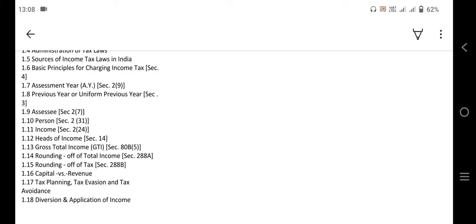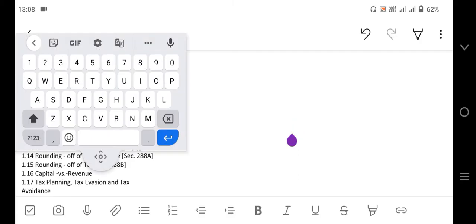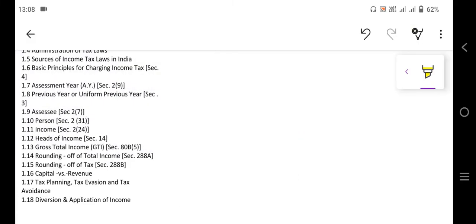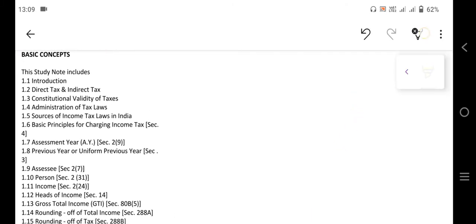heads of income, section 14, gross total income, section 80B, subsection 5, rounding of total income and rounding of tax, capital versus revenue, tax planning, tax evasion and tax avoidance, diversion and application of income. Please, my humble request, study the institute material for your understanding.